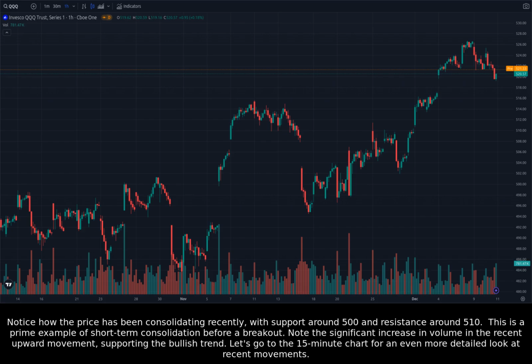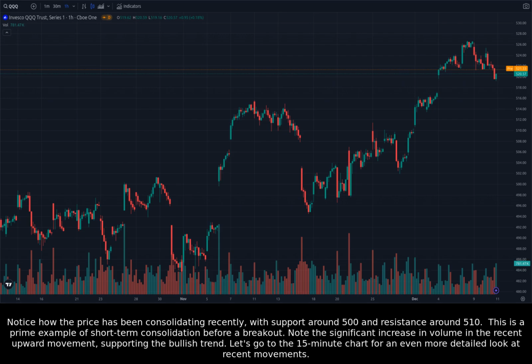Notice how the price has been consolidating recently, with support around 500 and resistance around 510. This is a prime example of short-term consolidation before a breakout. Note the significant increase in volume in the recent upward movement, supporting the bullish trend.